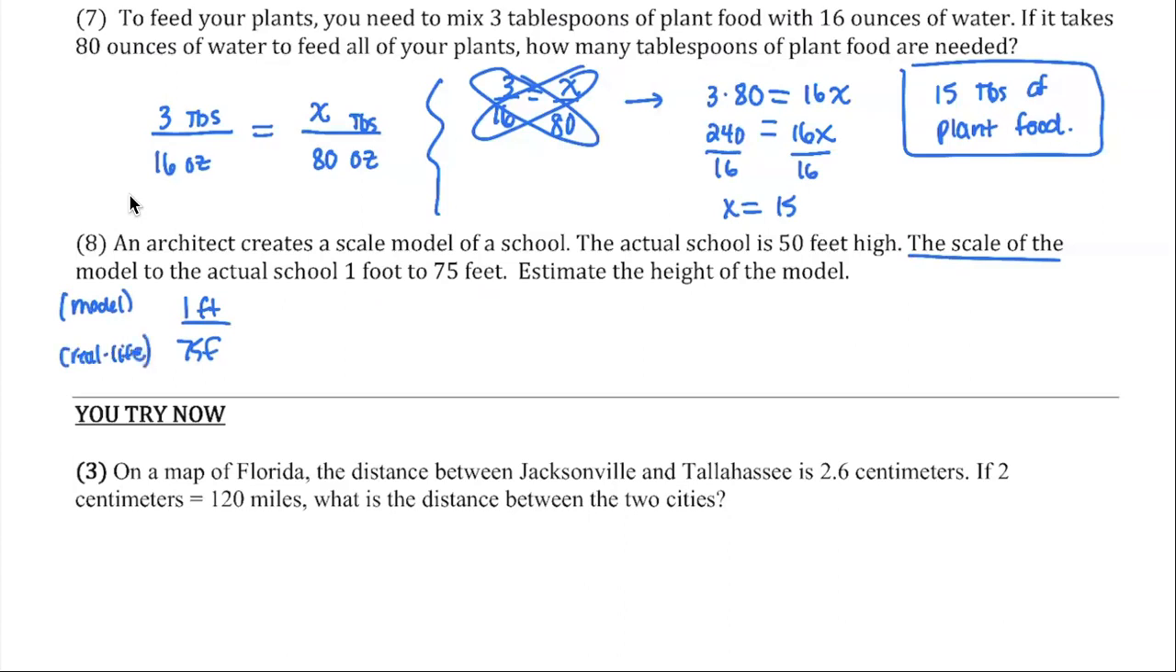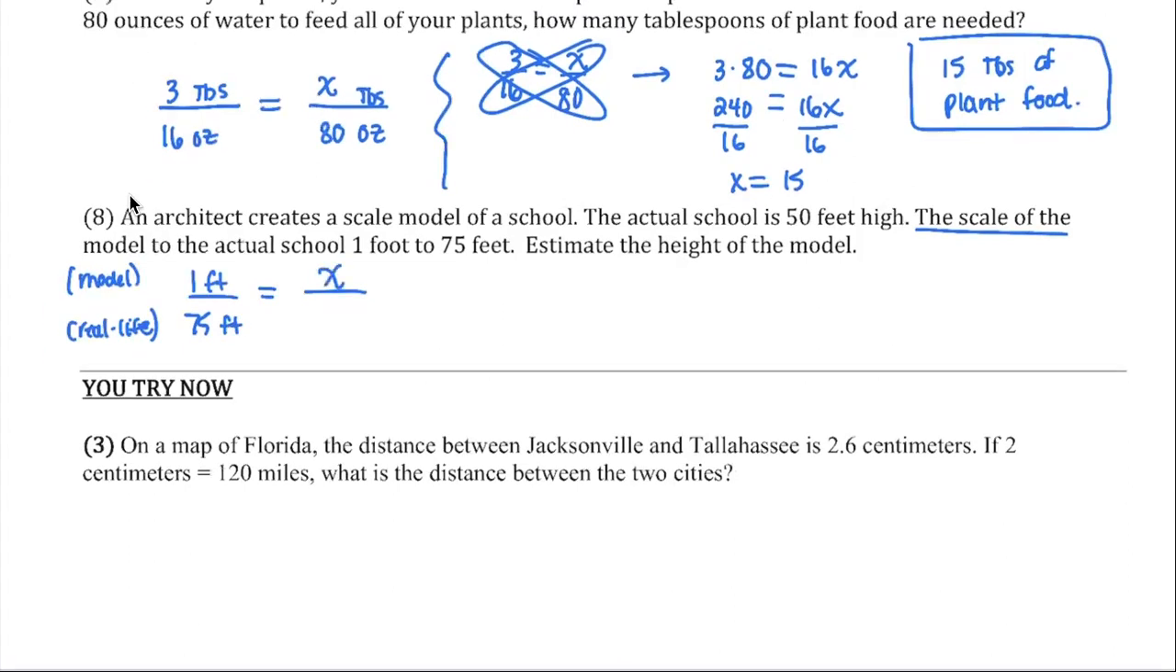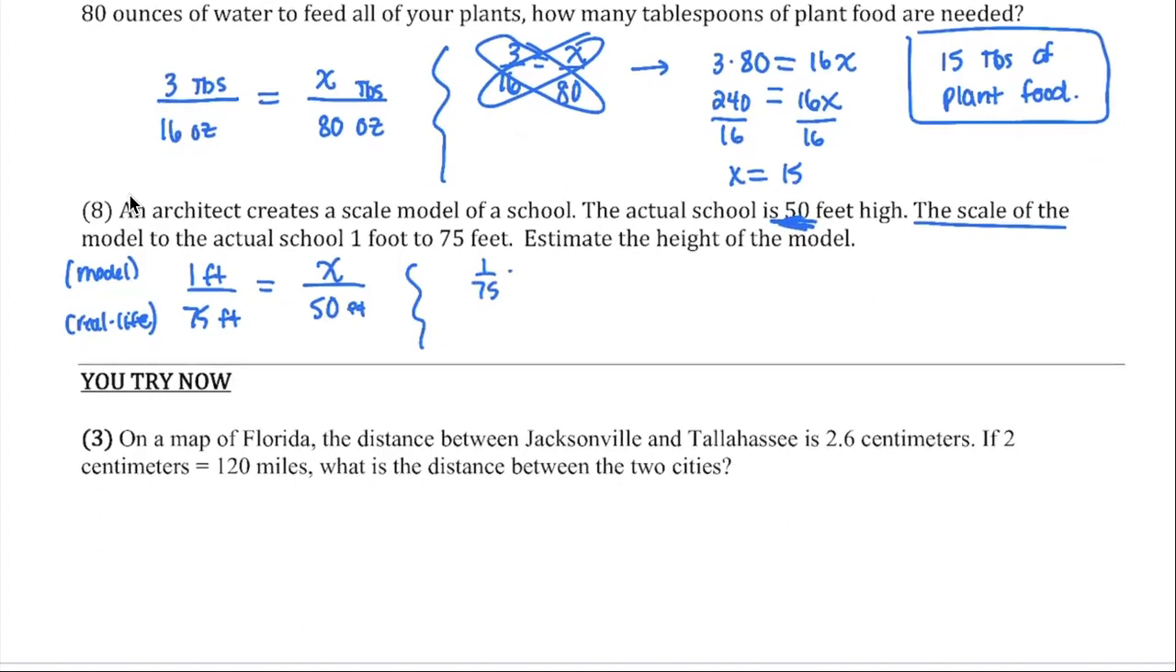Because they're both using the same units, it might help to keep in mind what our setup is. So it's for every 1 foot in the scale model, for every 75 feet in real life. Here it's asking us to estimate the height of the model. So that just tells me I don't know what the height of my model is, but it does tell me here that the actual school height is 50 feet. So now we can go through and solve. 1 over 75 is equal to x over 50.